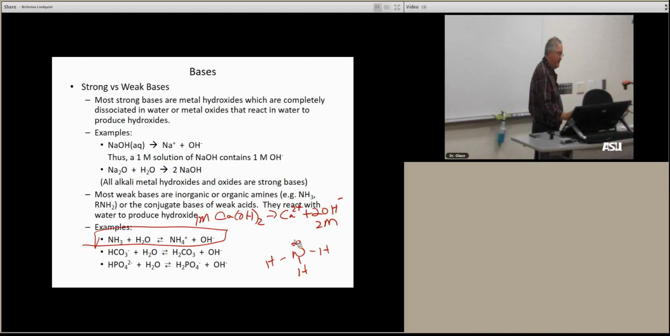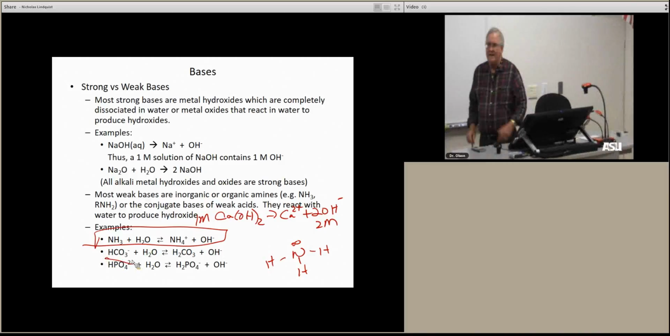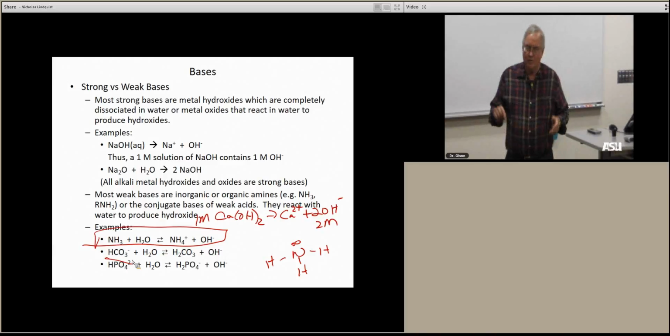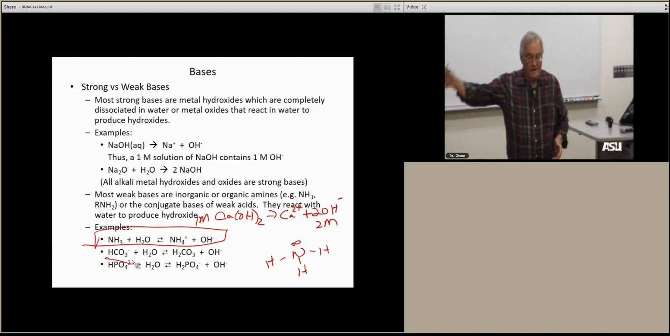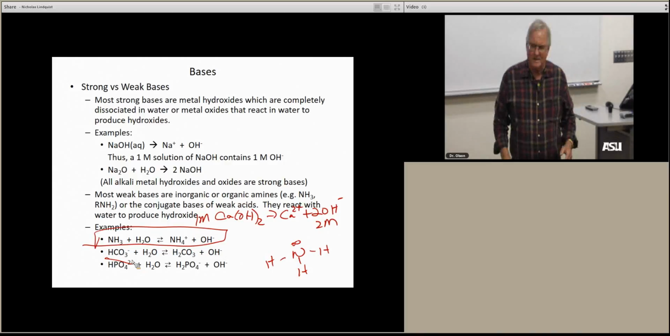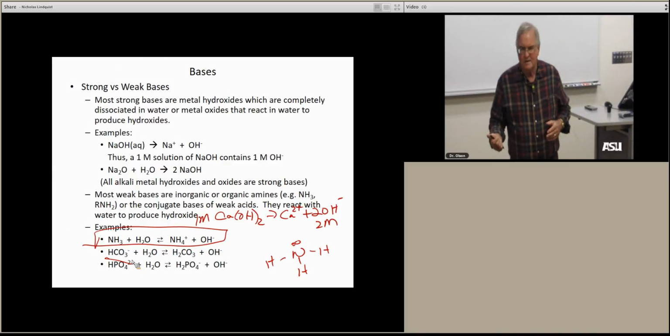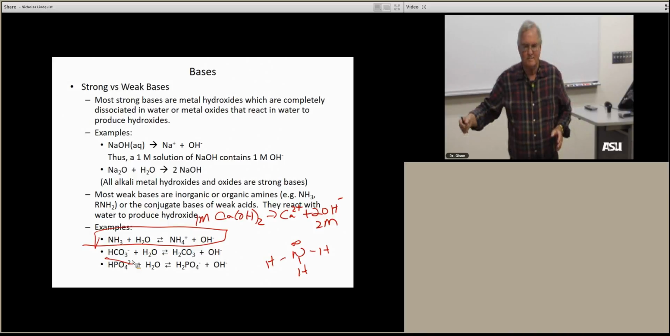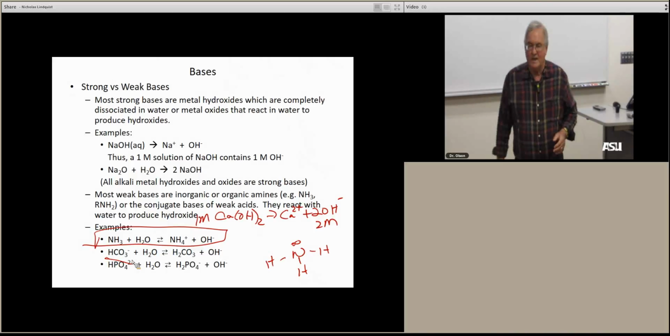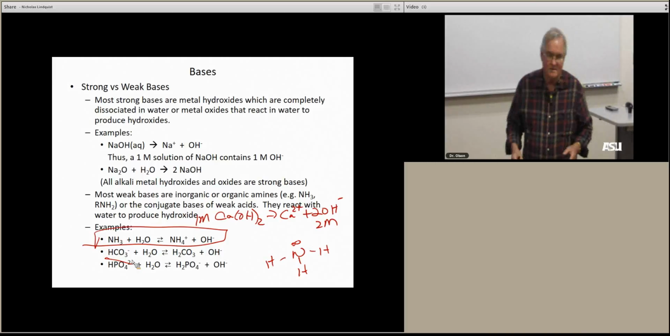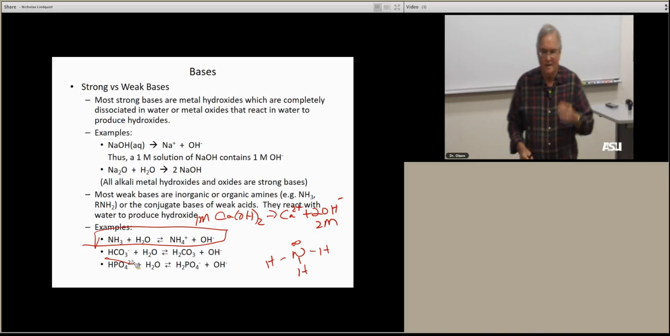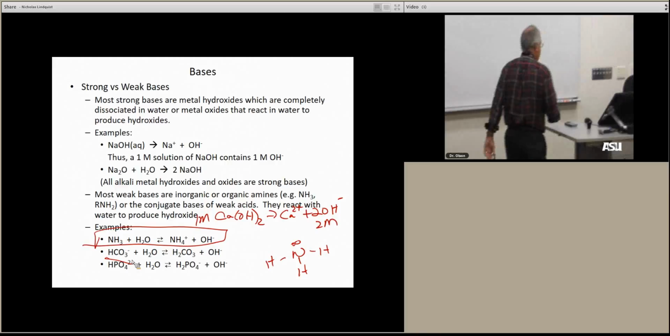Here's bicarbonate, which is a weak base. So the bicarbonate ion can accept a hydrogen ion from water to form carbonic acid, H2CO3, and a hydroxide ion. That makes it a base. But it's a weak base, means this equilibrium doesn't go completely. So at equilibrium, there's going to be more bicarbonate, HCO3-, than there is carbonic acid at equilibrium. And then down at the bottom, we have the HPO4 2-. It's a base. It can accept a proton, but it's a weak base. Okay? So how do we do this quantitatively?